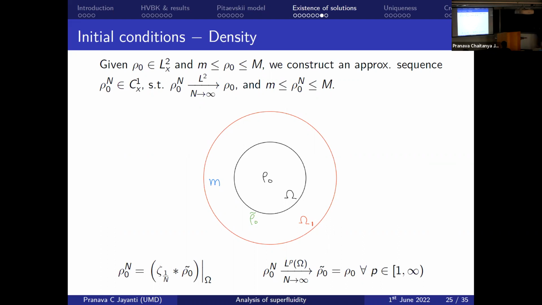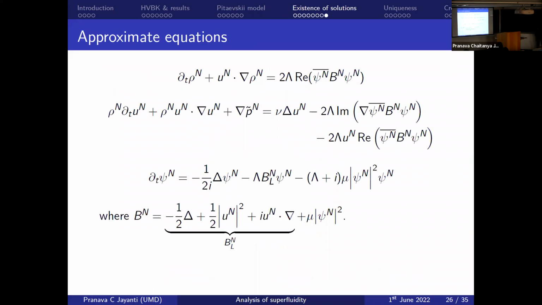Okay. So now that we have our semi-Galerkin basis, we have our approximate initial conditions for all the fields. The next thing is to write down approximate equations. So we set up this approximate system here. We plug in all those finite dimensional expansions into this and write down equations for the time derivative of those time-dependent coefficients. And we solve those ODEs in time, basically using another contraction mapping argument, just like before in the HVBK case. And we show that there exist solutions to this approximate system. And then we pass n to infinity in the limit, and whatever they converge to becomes our final solution. So that's how we construct solutions to the Pitaevskii model.